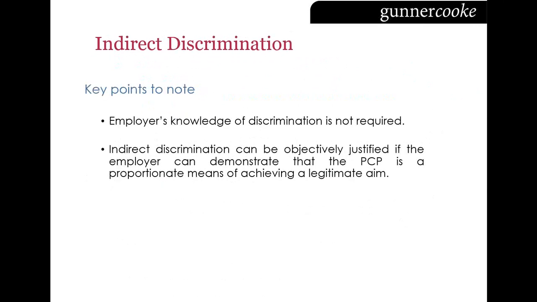So just key points to note in relation to indirect discrimination: employers' knowledge of disability is not required, so that's different to discrimination arising from a disability. And indirect discrimination can be objectively justified if the employer can demonstrate that the provision, criterion or practice is a proportionate means of achieving a legitimate aim. So this is similar to discrimination arising out of a disability.